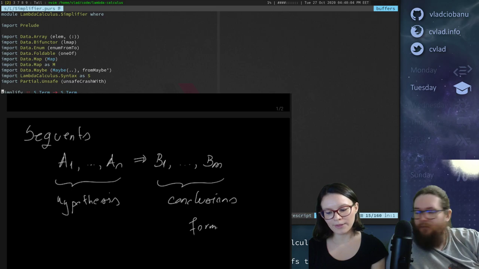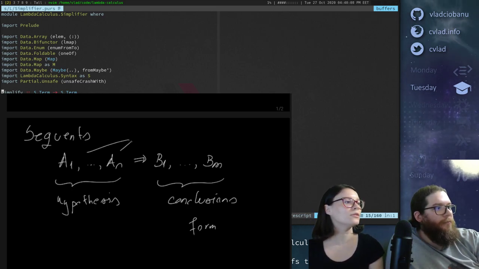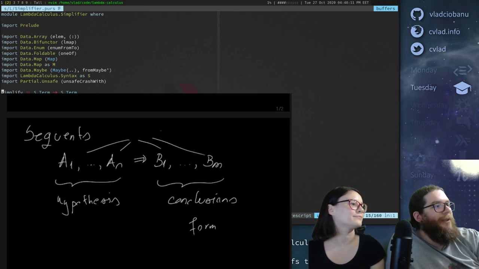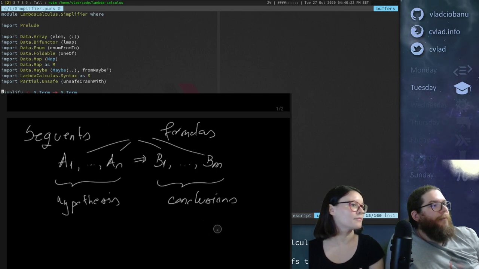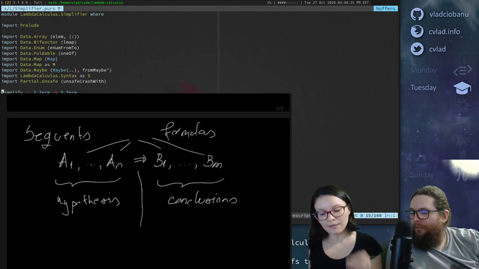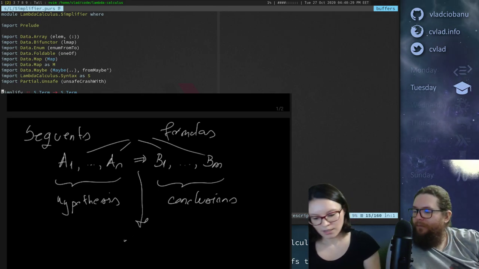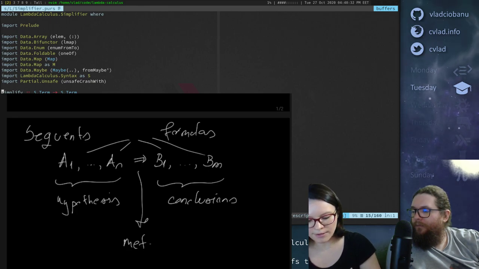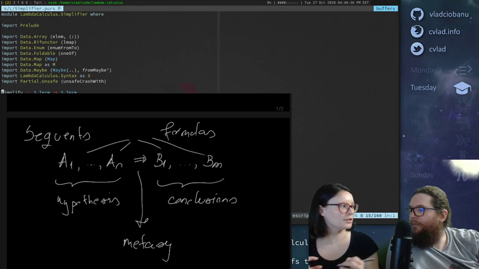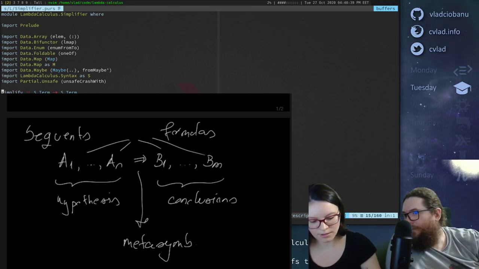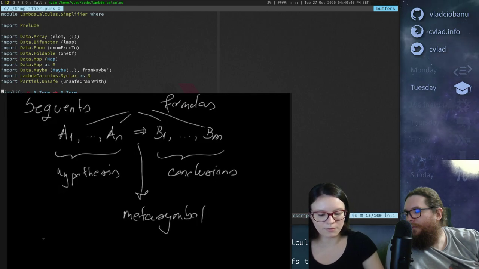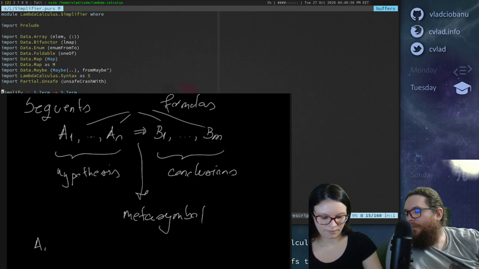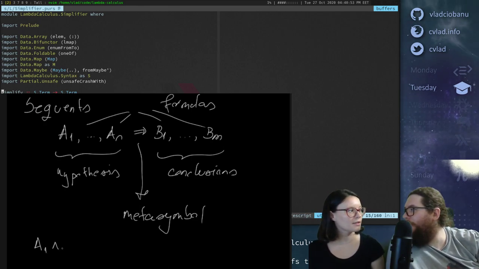So those are formulas, and the implies here is the meta symbol. We can think of this sequent as a formula of this form: everything we have in the hypotheses is combined with an and, a conjunction. The meta symbol is actually an implication. And everything in the conclusions is combined with an or, a disjunction. So the comma on the left-hand side means and, on the right-hand side means or.